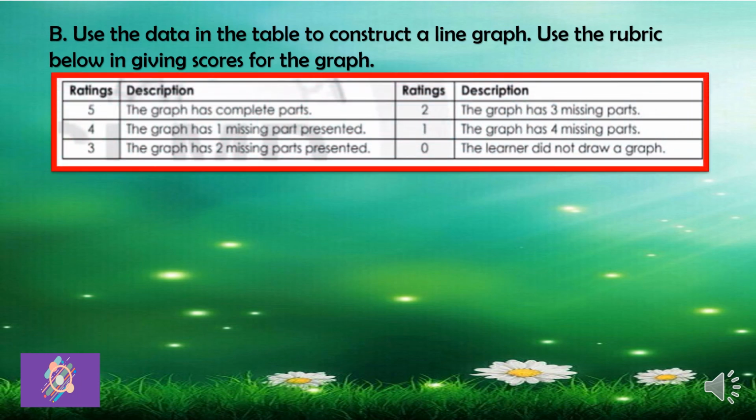So here is the rubric. It is the same as the rubric that I have read a while ago. For the ratings, 5, the graph has complete parts. Rating of 4, the graph has one missing part. For the rating of 3, the graph has two missing parts. For the rating of 2, the graph has three missing parts. And for the rating of 1, the graph has four missing parts. And rating of 0, the learner did not draw a graph.